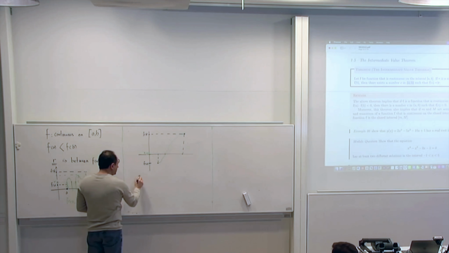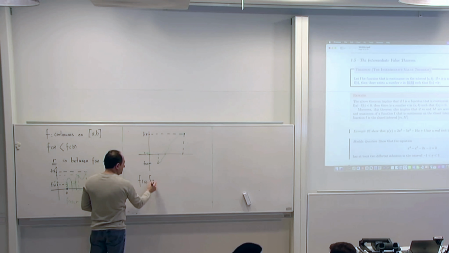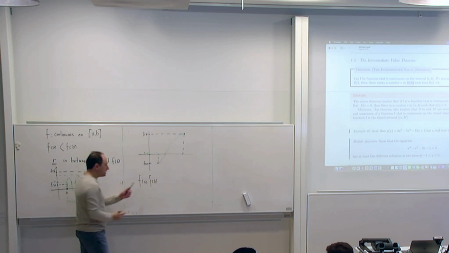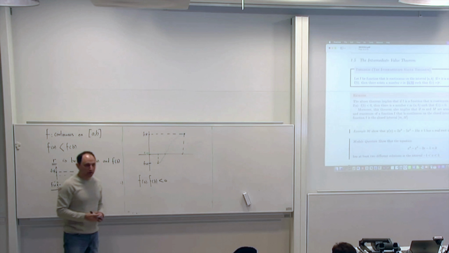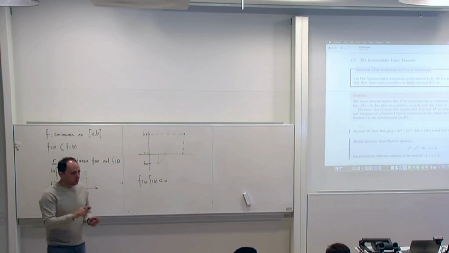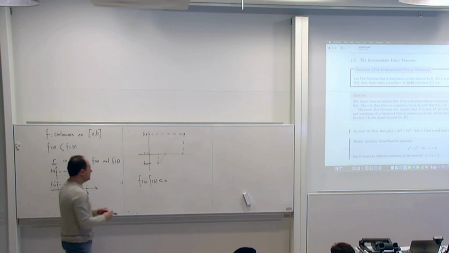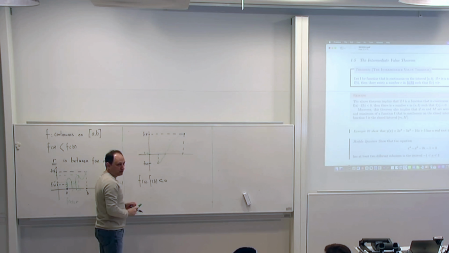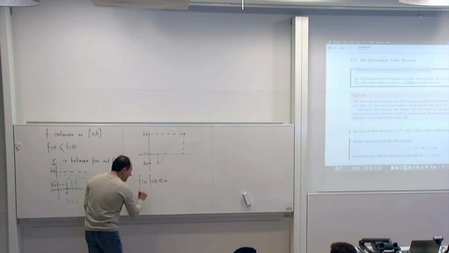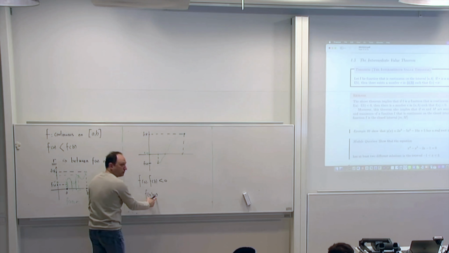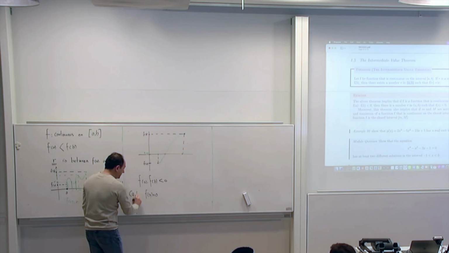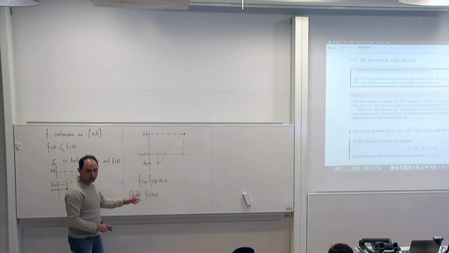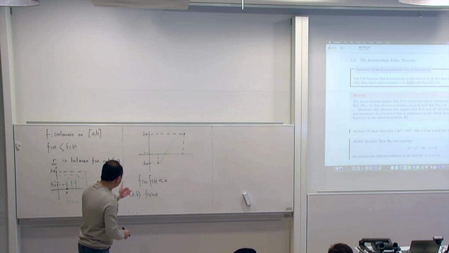So what does it mean? It means that if I multiply f of A by f of B, and it turns out to be negative, what is the meaning of this? It means one of them is positive, one of them is negative. So either I have this situation, or I have the other way around. But in any way, it guarantees that the equation f of x equals 0 has at least one solution in the interval between A and B. This version of the intermediate value theorem is the best one.